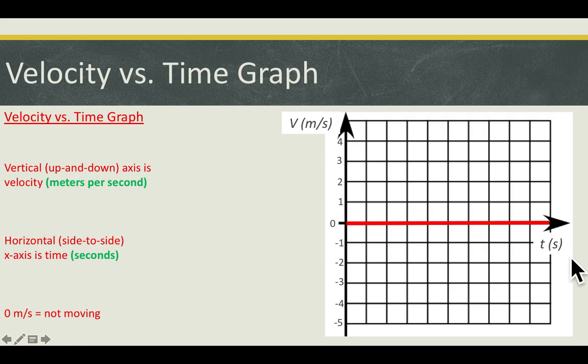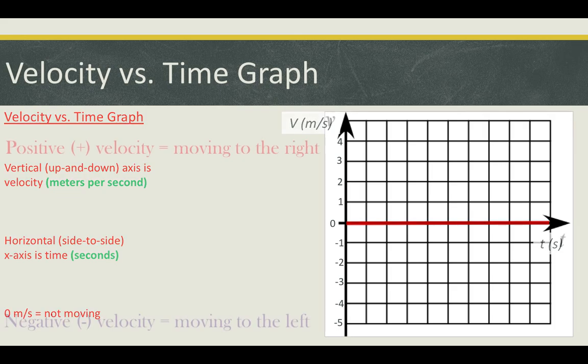This red line across the middle of the graph represents how we would plot something that is not moving. This shows time passing, so as we move along this axis, time passes. However, velocity remains zero. So that indicates something that's plotted along this axis is not moving. It's sitting still.